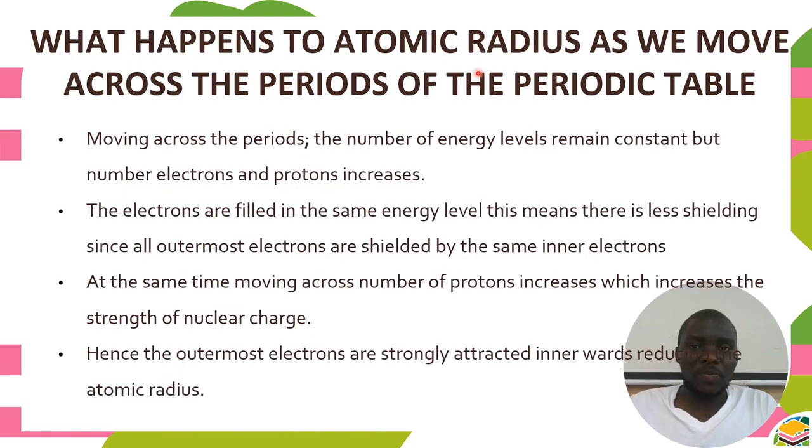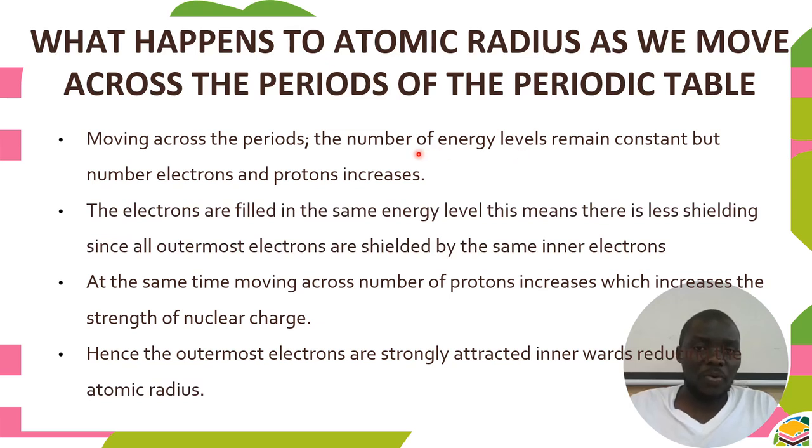So what happens to atomic radius as we move across the periods? Across means from left to right. Moving across the period, what happens? The number of energy levels remains the same. Remember, elements which are found in the same period have the same number of energy levels.